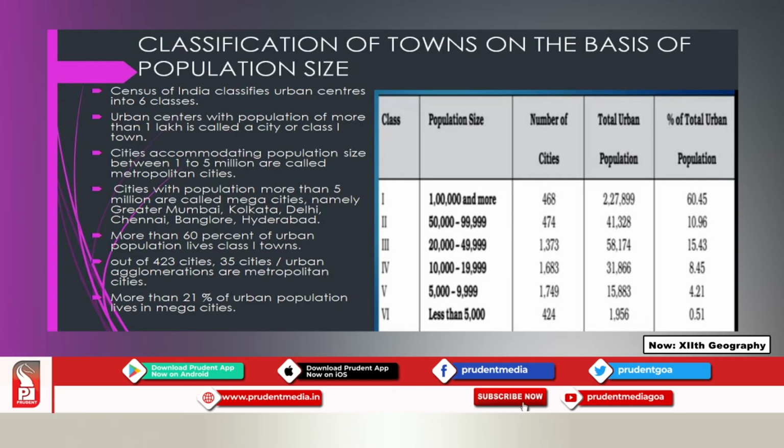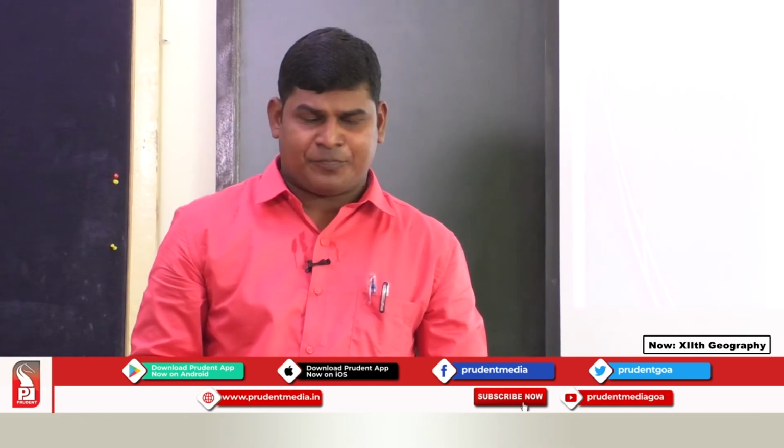Then more than 60% of the urban population lives in class 1 towns. You can see on the screen there, class 1, 60.45% of people live in these towns. Okay, out of 423 cities, 35 cities are urban agglomerations or metropolitan cities. And more than 21% of the urban population lives in mega cities.